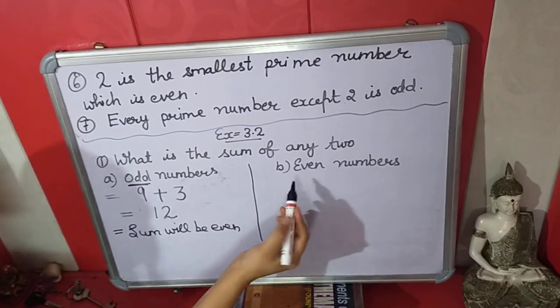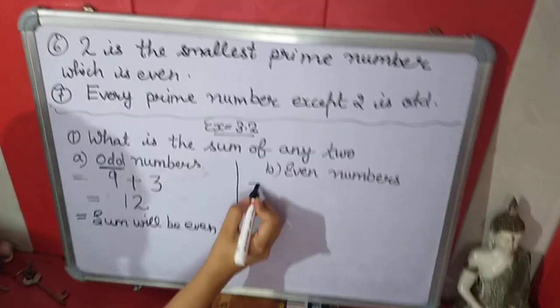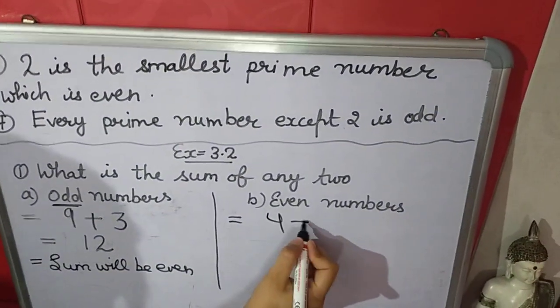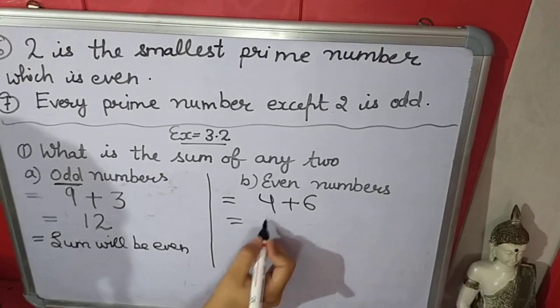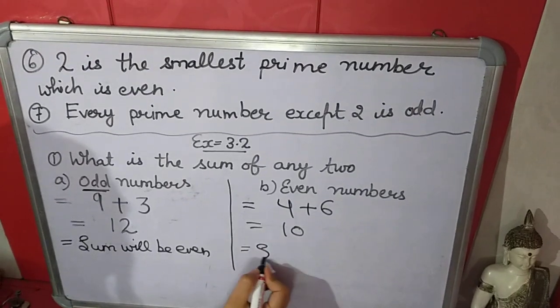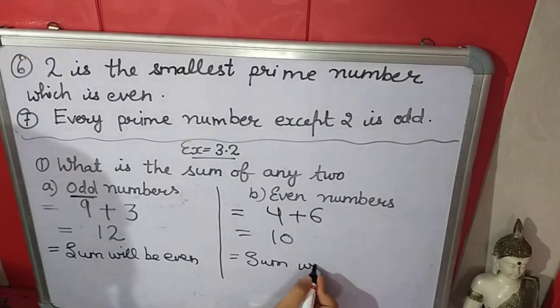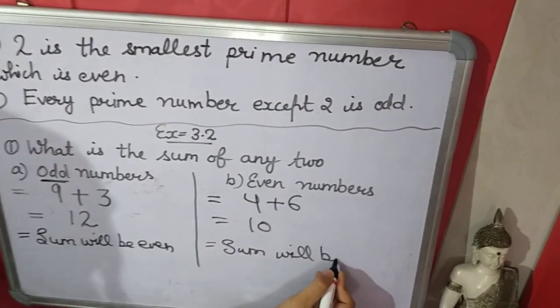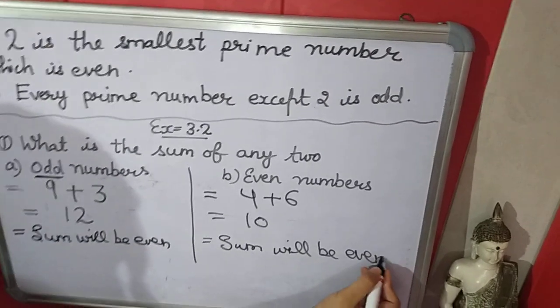Now he is saying if we will add any two even numbers, take any two even numbers. I am taking 4 and 6. If we will add these two numbers, so the sum will be even. So if we will add any two even numbers, so the sum will also be even.